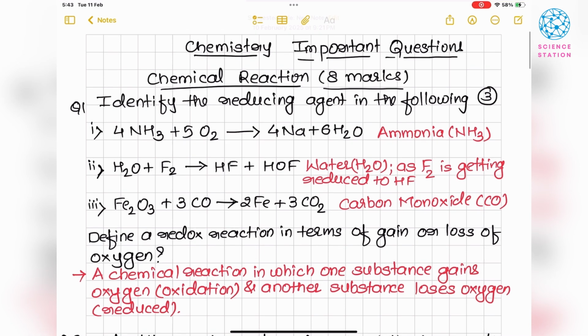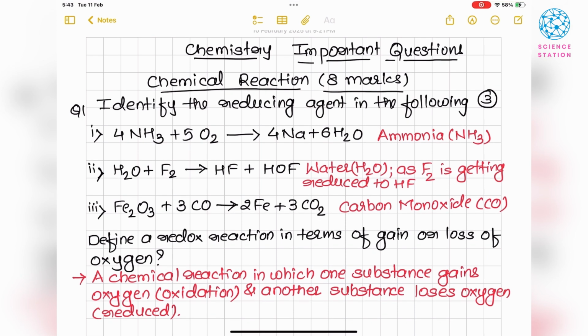Then second one in that is H2O plus F2 gives HF plus HOF. Here the reducing agent will be water as F2 is getting reduced to HF. Then third one, it says Fe2O3 plus 3CO gives 2Fe plus 3CO2. So here carbon monoxide is the reducing agent.